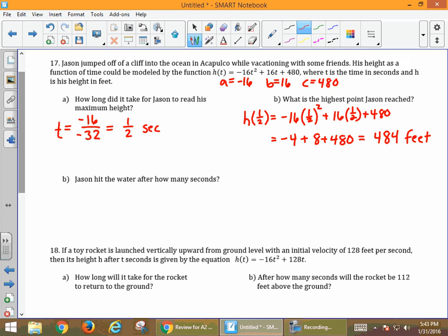The next one wants to know, Jason hit the water after how many seconds? So when is Jason's height 0? So 0 equals negative 16t squared plus 16t plus 480.